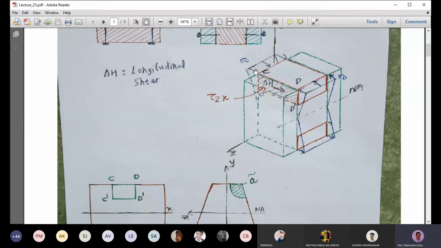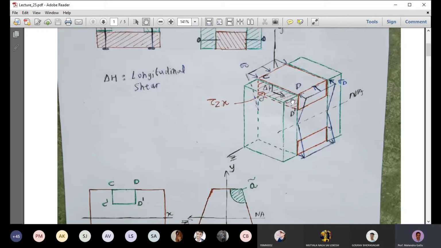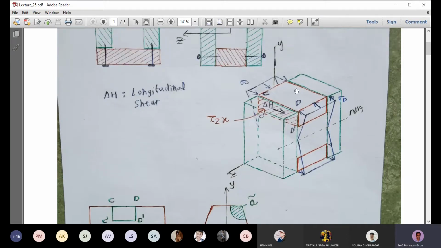So we have to find out what is the contribution of those bending stresses to this back face. Okay, so then we can write our equilibrium equation in the x direction. So integral sigma c dA plus delta H is equal to integral sigma d dA. Okay, so that we can do. So before doing that, let's look at a similar case.